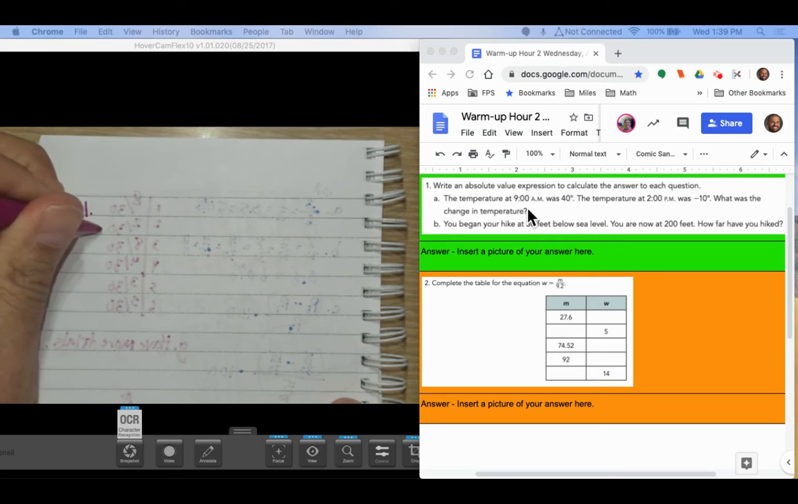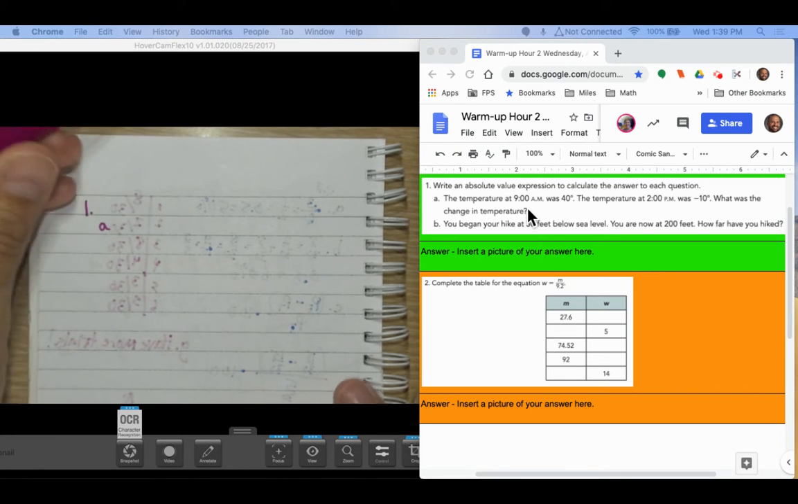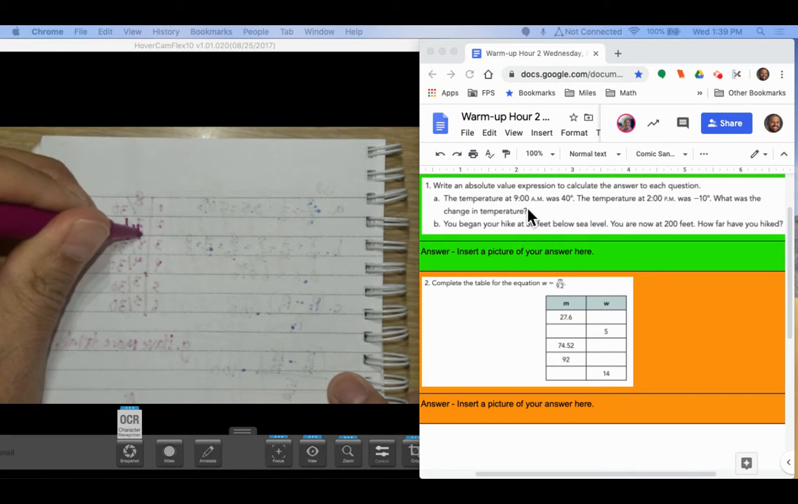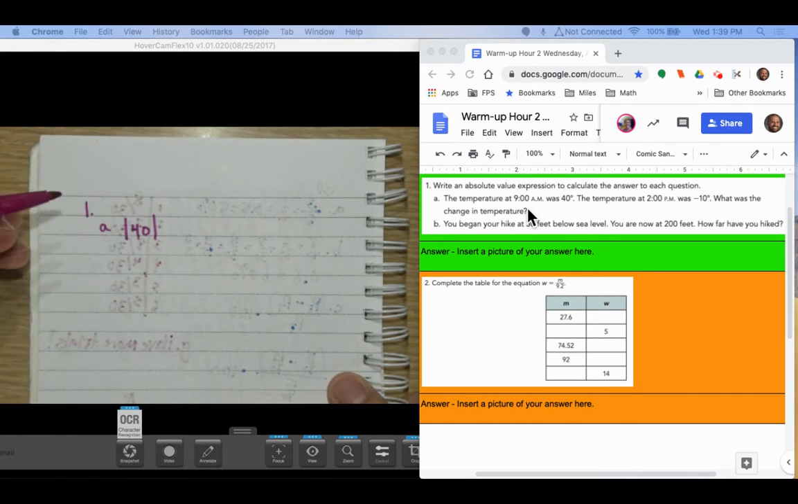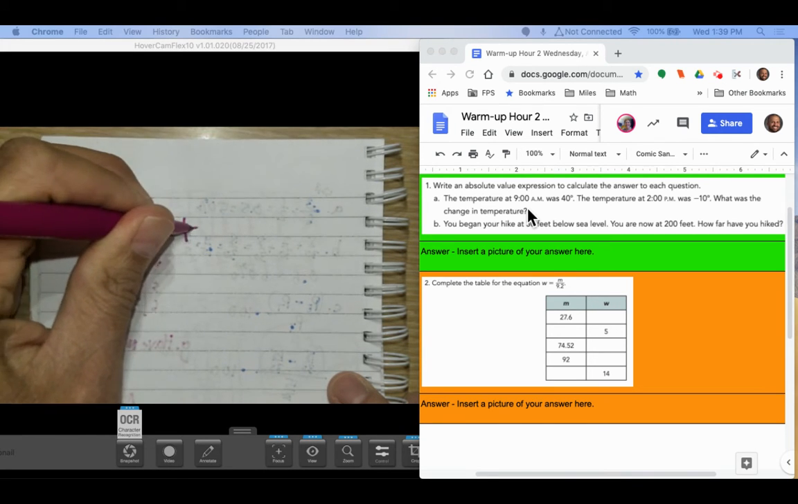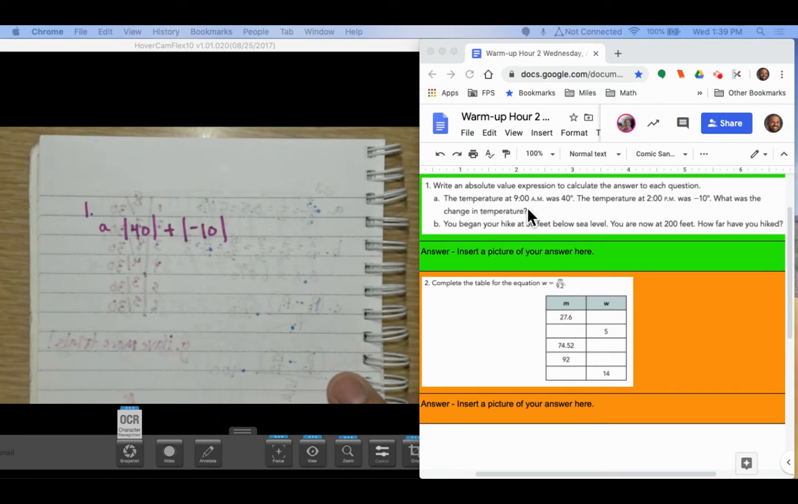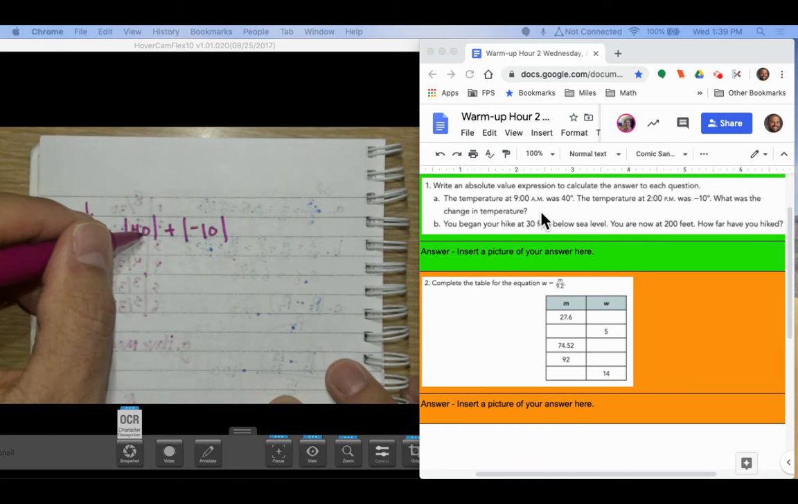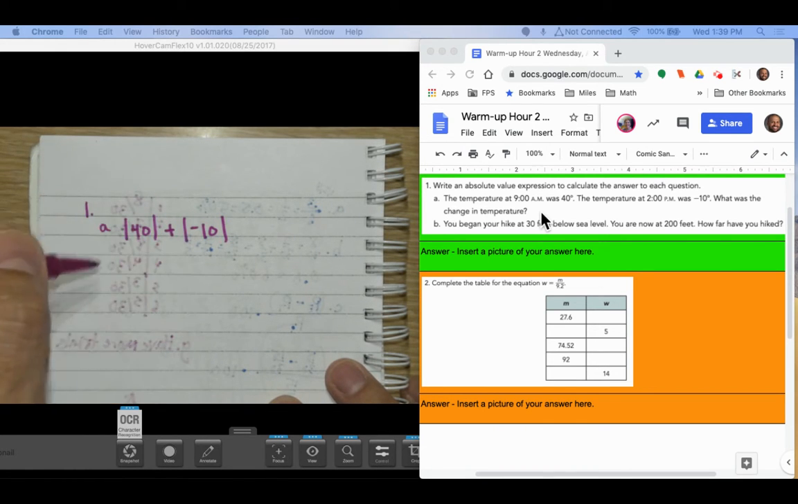So part A says the temperature at 9 a.m. was 40 degrees. The temperature at 2 p.m. was negative 10 degrees. What was the change in temperature? So here's what my algebraic absolute value expression would look like here.